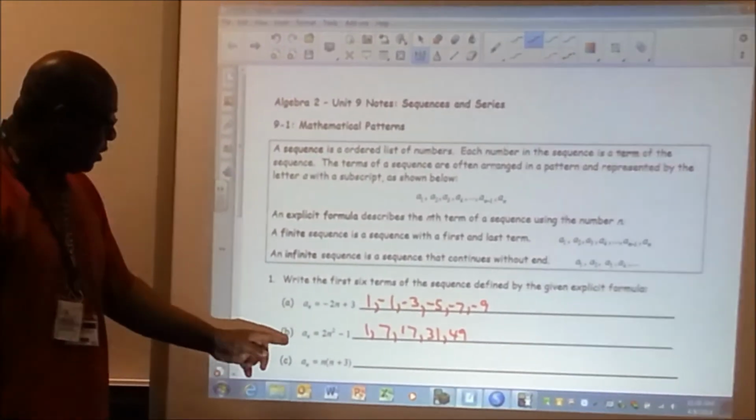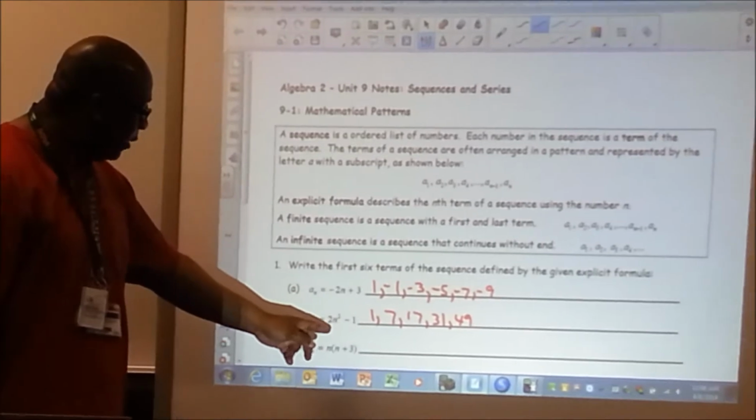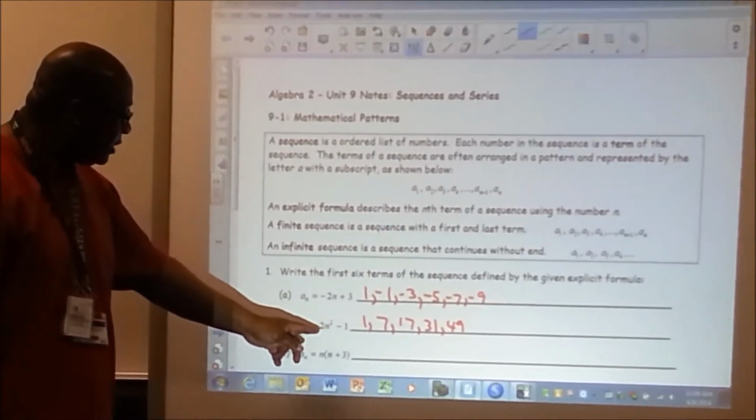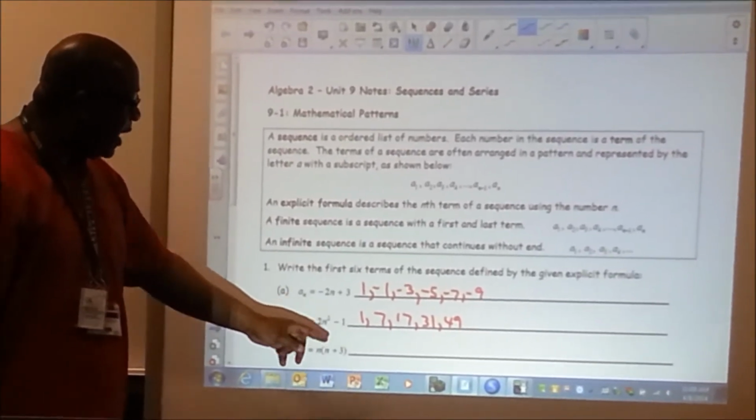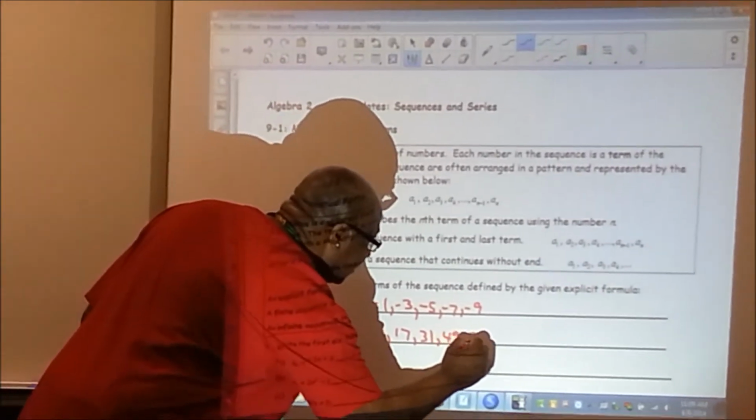A of 6 should be 2 times 6 squared. 6 squared is 36, times 2 is 72. Minus 1 should be 71.